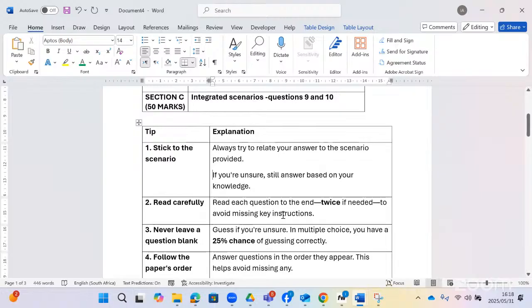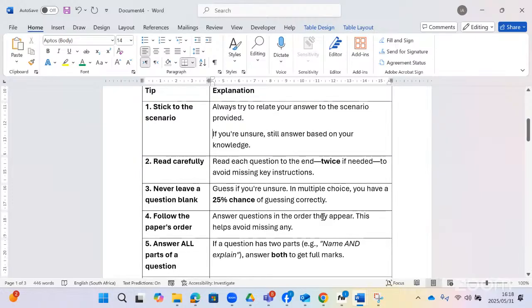Read carefully, read each question to the end, twice if needed, to avoid missing key instructions. You must read the question very well. Never leave a question blank. Don't leave any question blank, more especially the multiple choice. You find learners leaving them blank. Please don't do that. Follow the paper's order. Answer questions in the order that they appear. But in most cases, you are not restricted. You can answer any question, but it is advisable to start with question 1, 2, and 3, please.